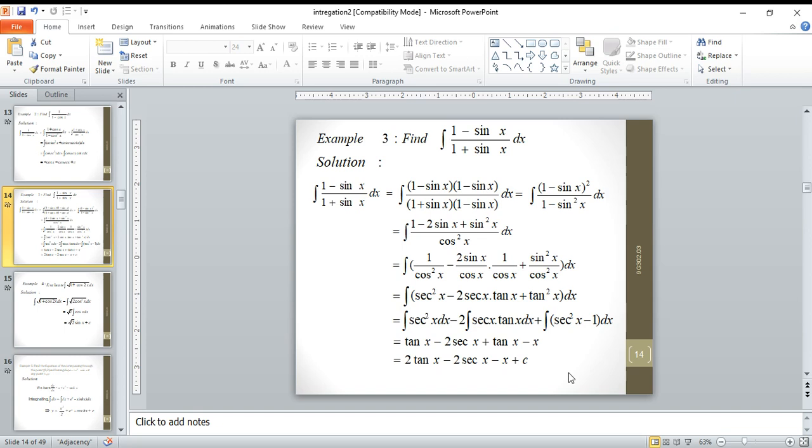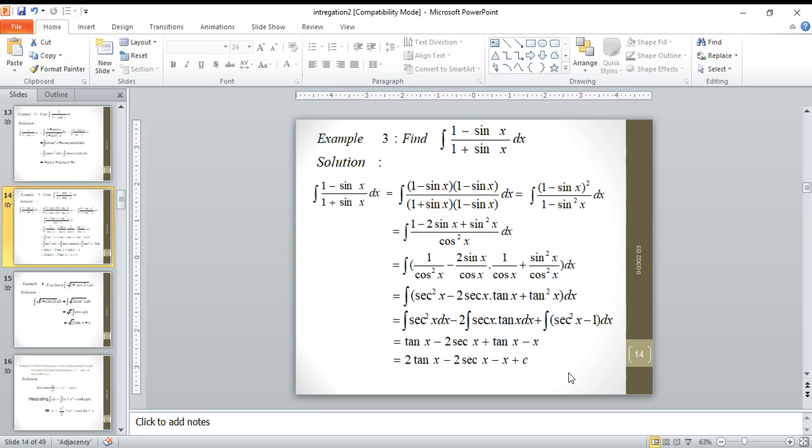By cos square x dx, that is equal to 1 by cos square x minus 2 sin x by cos x into 1 by cos x, plus sin square x by cos square x dx. Dividing every term with cos square x, we get 1 by cos square x minus 2 sin x by cos square x, and cos square x can be written as cos x into cos x, so 2 sin x by cos x into 1 by cos x, plus sin square x by cos square x dx.